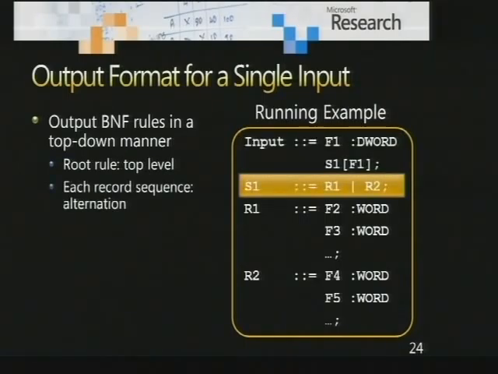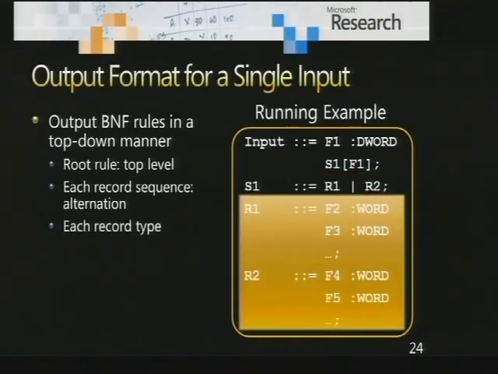Then, for each record sequence, we have an alternation rule that enumerates all the record types we identify in Tupni. Then, for each record type, we enumerate the fields in that record type. Actually, this process is done recursively because each record type may have a sub-record sequence. We just continue doing it recursively.